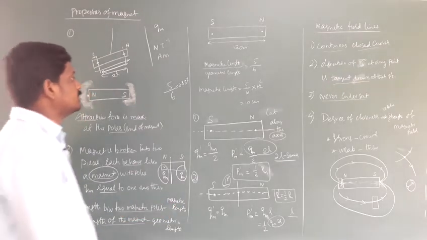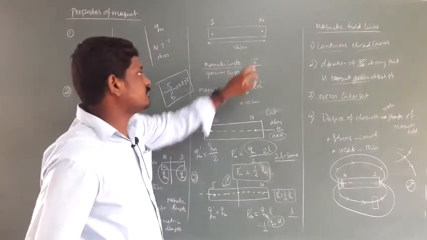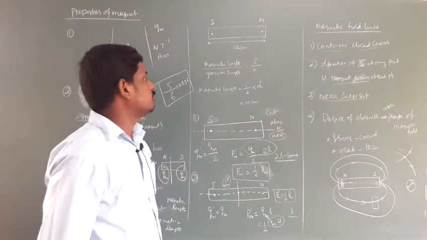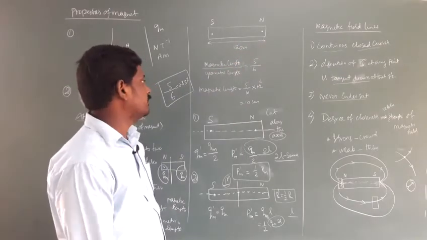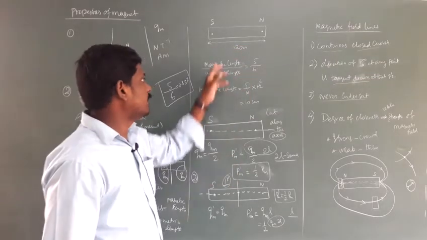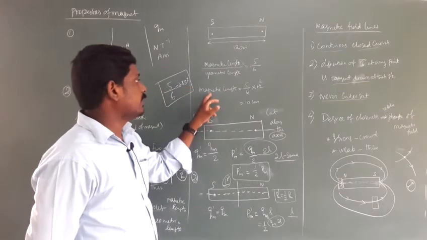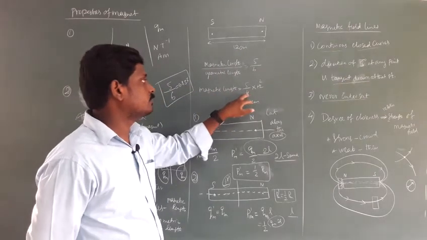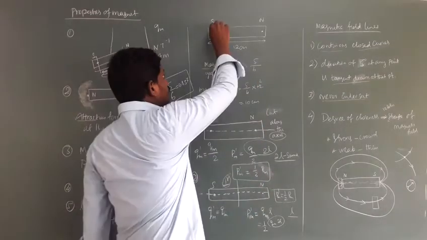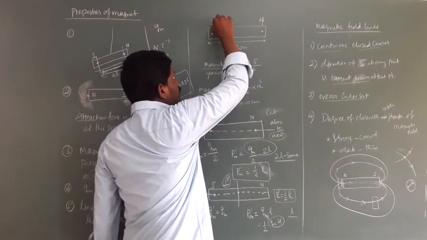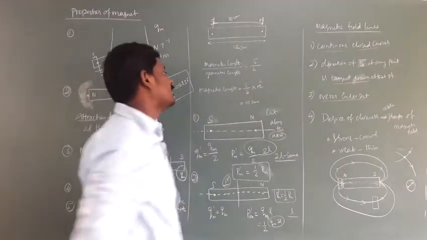By the relation, magnetic length is 5/6 of the geometric length. For example, a bar magnet's actual length is 12 centimeter. We are going to find the magnetic length. They have given 12 centimeter as the geometric length. So magnetic length equals 5/6 into 12. 2 sixes are 12, so 5 into 2, 10 centimeter. That is the magnetic length between the two magnetic poles.